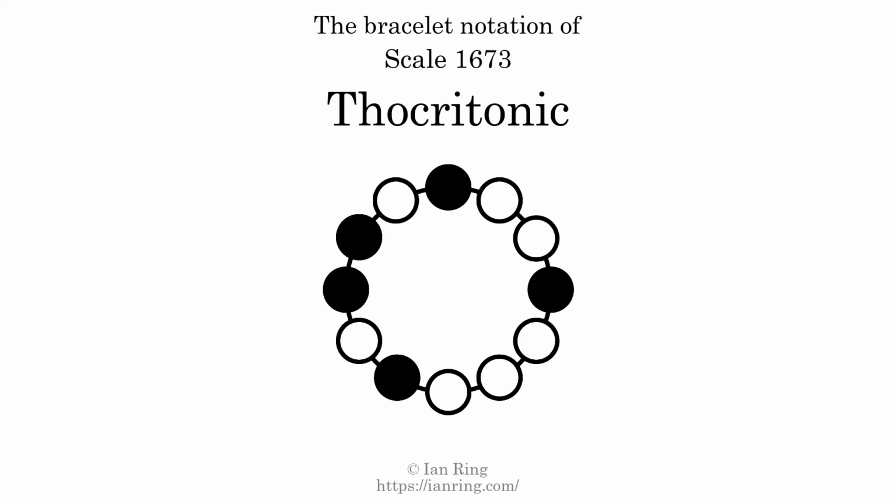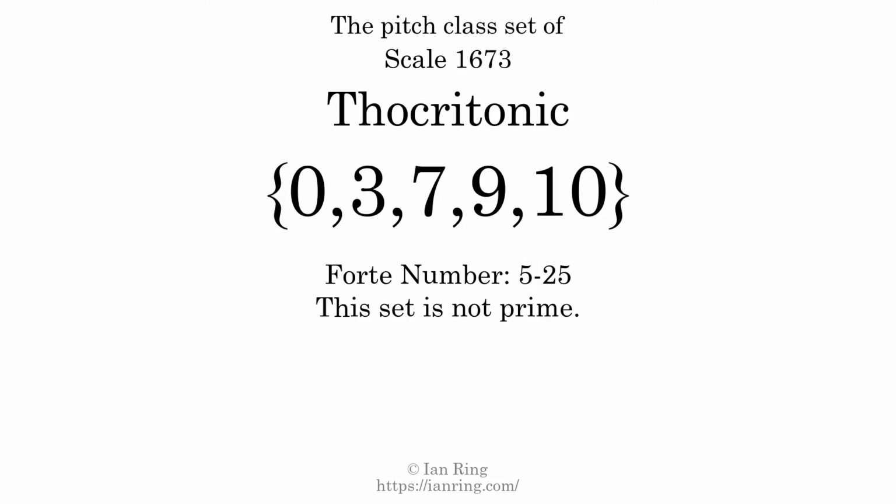This is a bracelet notation diagram of scale 1673. The shaded circles represent tones that appear in the scale, and they are read clockwise, starting at the top. The pitch class set for this scale is 0, 3, 7, 9, 10. The Forte class is 5-25. This set is not prime.